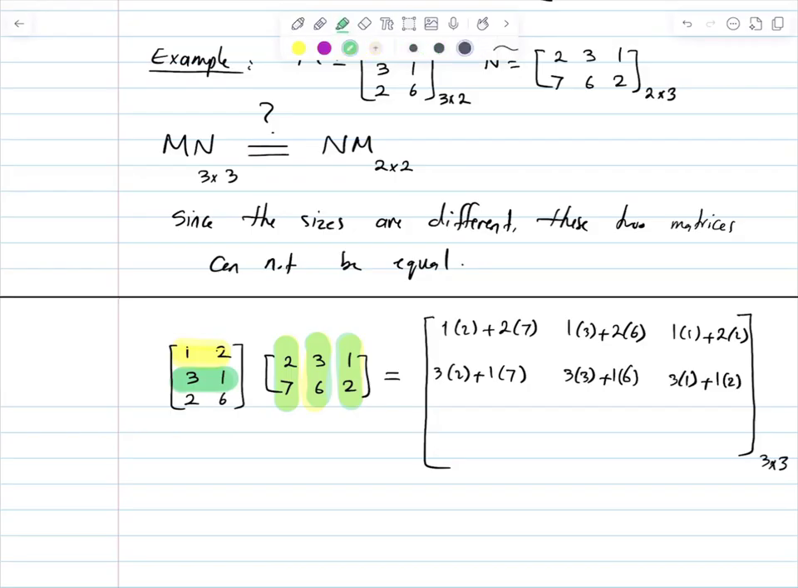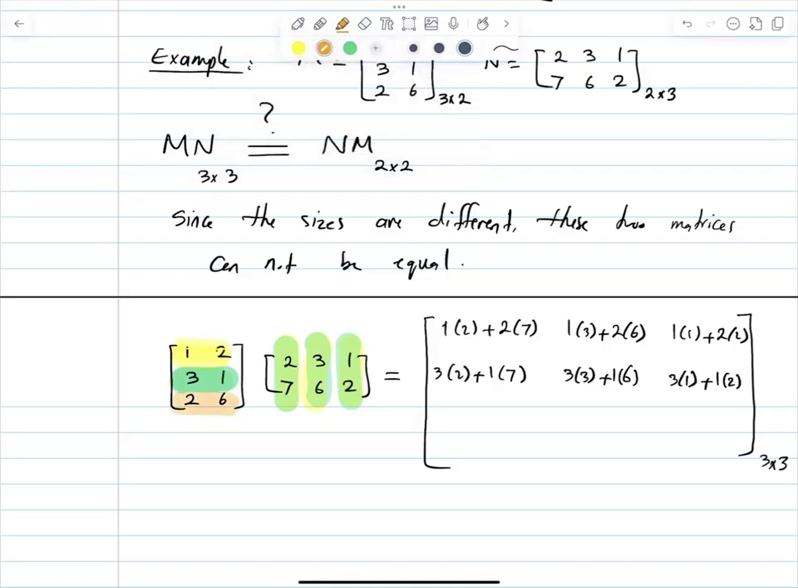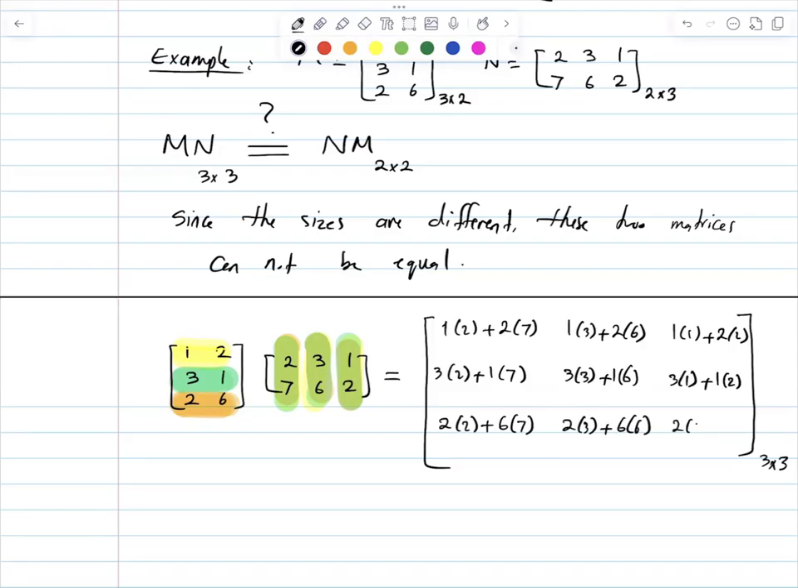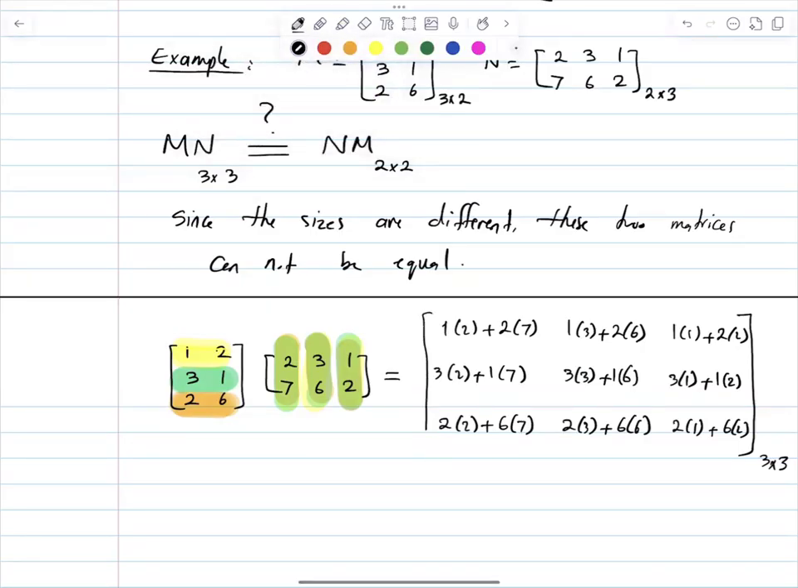And finally, you move on to the last row, 2 and 6, multiplied by 2 and 7, 3 and 6, 1 and 2. So here you have 2 multiplied by 2 plus 6 times 7. Then you have 2 times 3 plus 6 times 6. And then you have 2 times 1 plus 6 times 2. As easy as that. The rest is pure algebra, everybody.